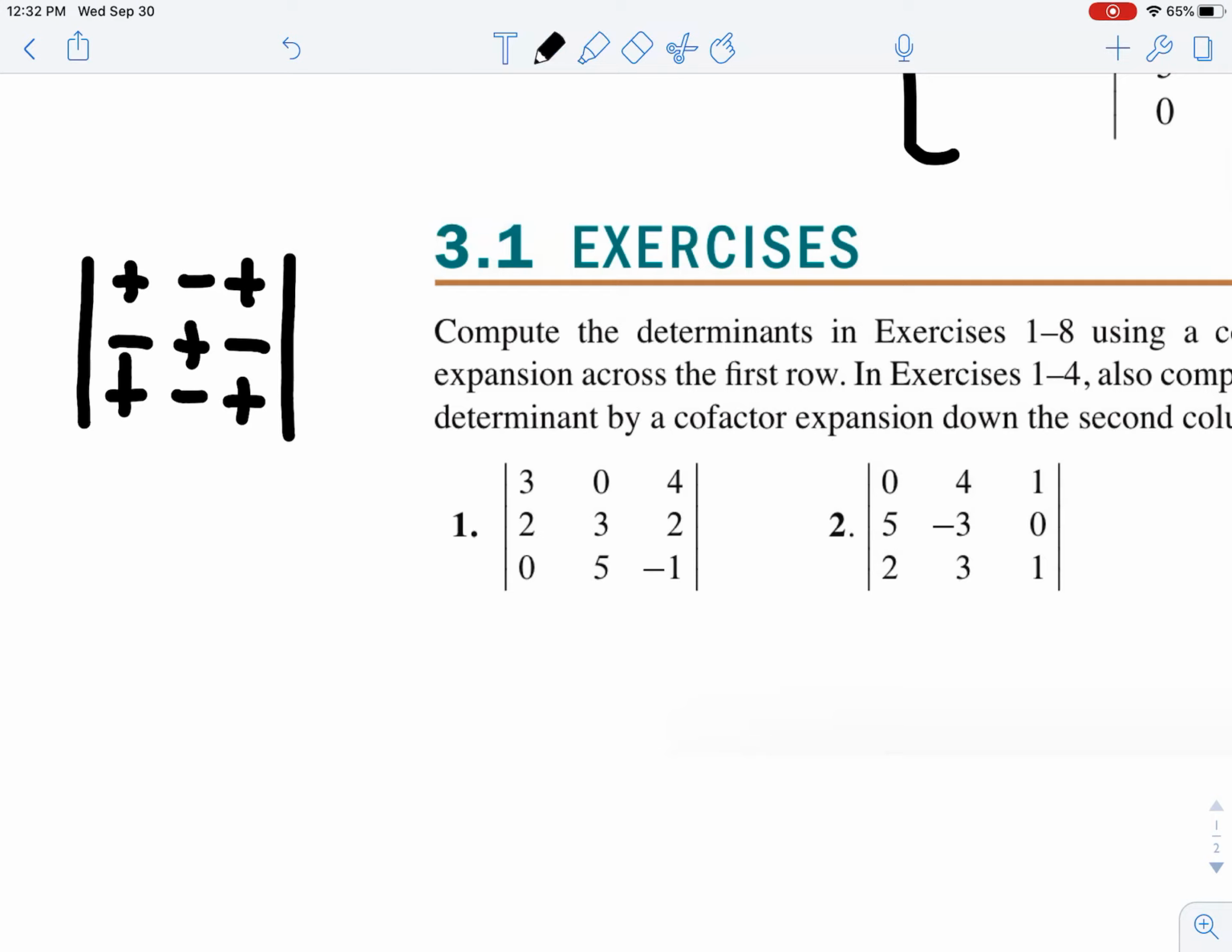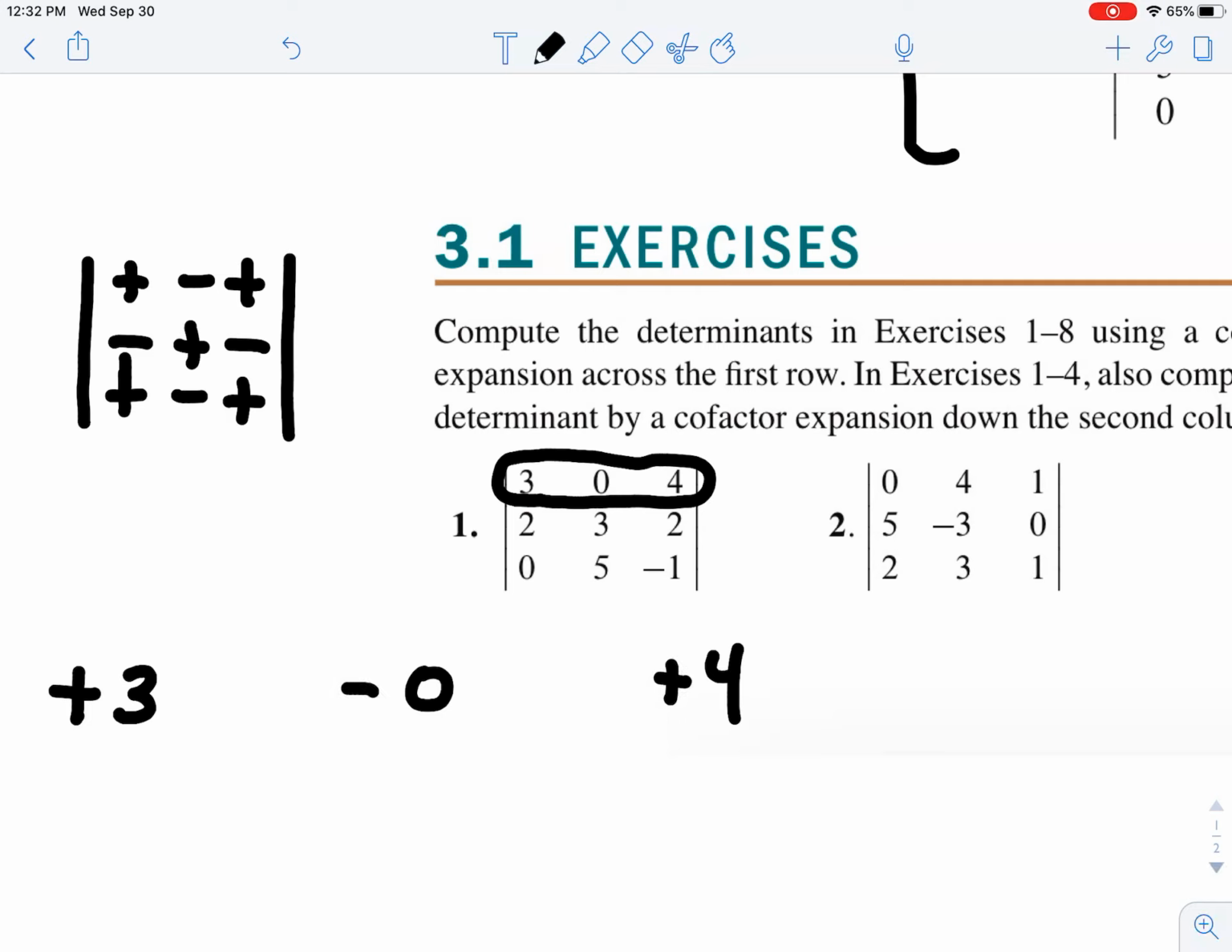What it says we do is we can choose any row or any column. So I'm going to take the first row of this matrix. And what we do is we write out those numbers with their signs coming from the checkerboard. Okay? So I just looked at my checkerboard and that's what I got.